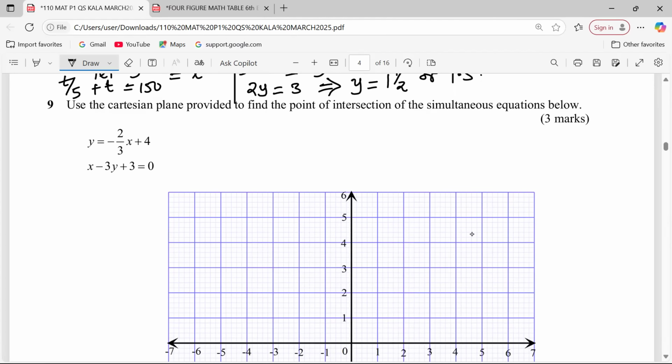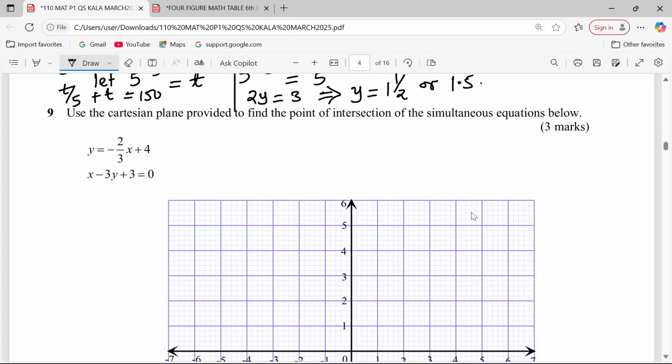So let's begin with the first line. The first line, y equals to negative 2 over 3x plus 4. So a table of values, x and y. Because of time, allow me to use the intercepts again. When x is 0, what is the value of y? 4. Because when x is 0, we just substitute 0 where there is x. Then it becomes y equals to 4.